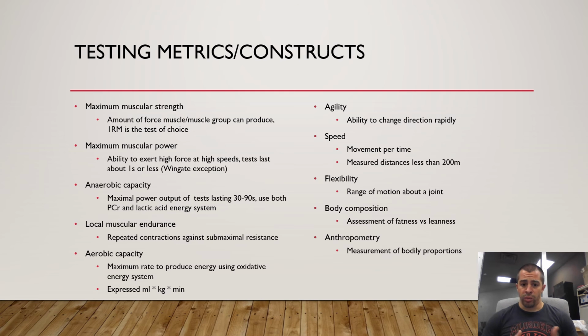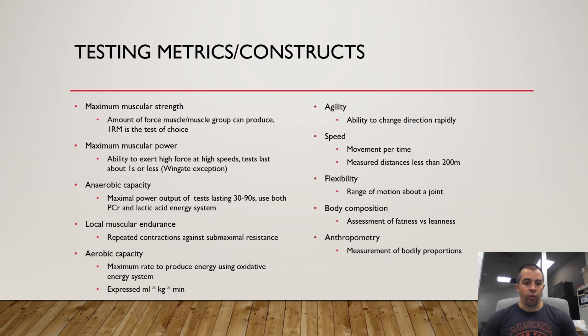The next would be maximum muscular power. This is the ability to exert high degrees of force at relatively high speeds. And these, for the most part, should last a second or less, with the exception being the Wingate test, which is slightly different. Anaerobic capacity is maximal power output of tests lasting 30 to 90 seconds. So usually these are like incline hill sprints of some sort. Local muscular endurance. An example of a local muscular endurance test might be something along the lines of a 60-second push-up test or something like that.